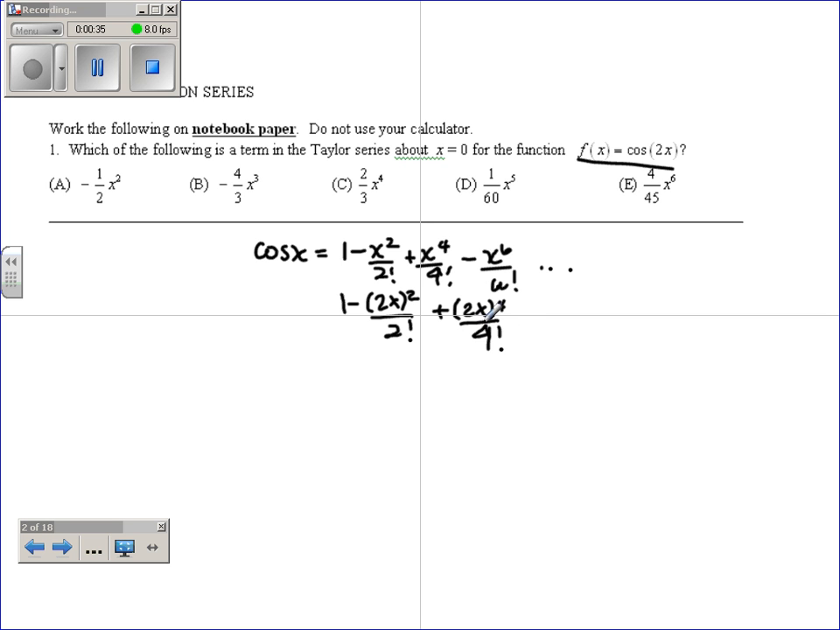And notice if we do this, we get 16x to the 4th. 4 factorial is 24. And so if we divide by 8, we get 2 and 3. And so we have C.